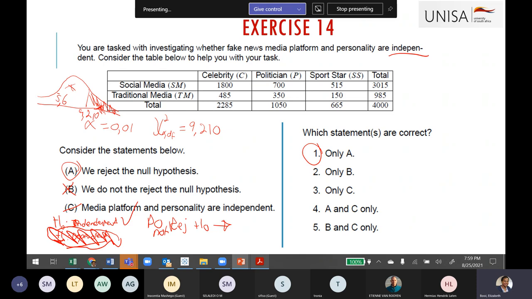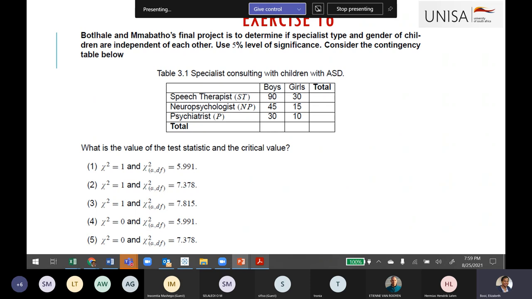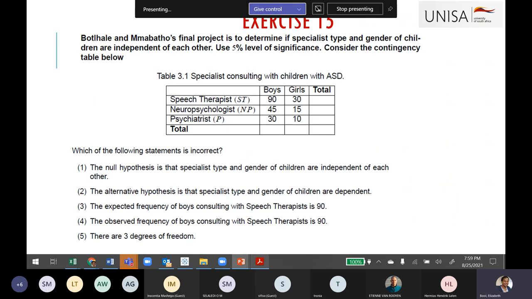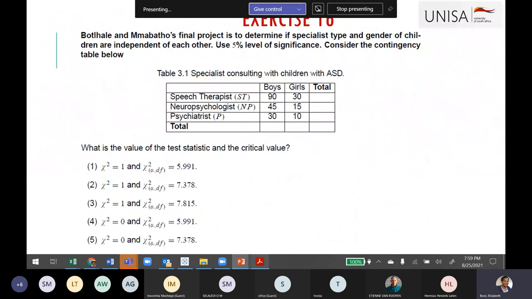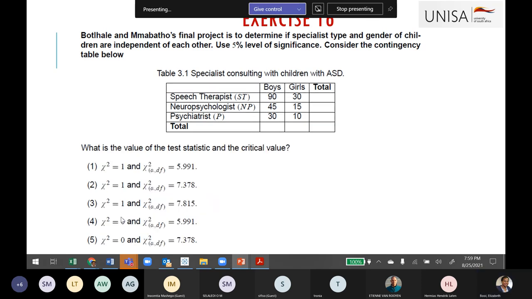Okay, we are left with 1 minute for doing chi-square questions, but I think there are not a lot of them that you can also do on your own. I think there are about, let's see, 3 questions which are related one after the other. So we can look at the first one. What is the value of the test statistic and the critical value? So we have 2 answers for the test statistic, and we have different critical values.